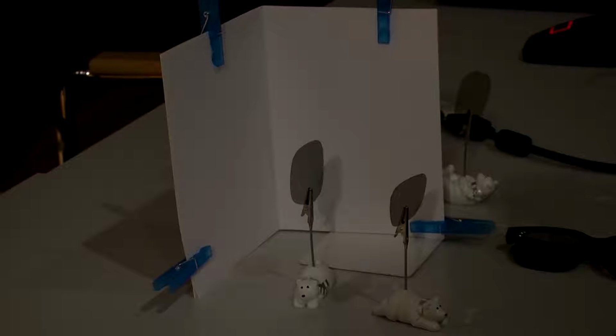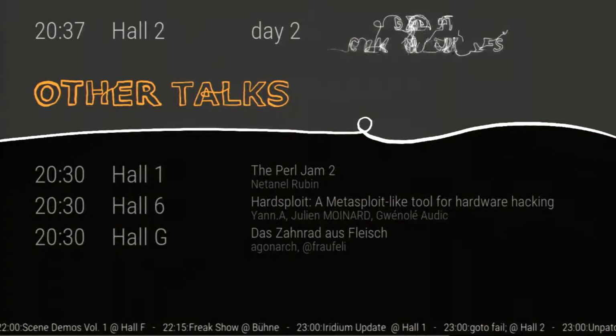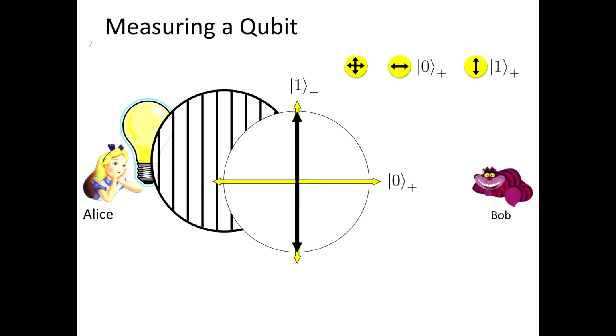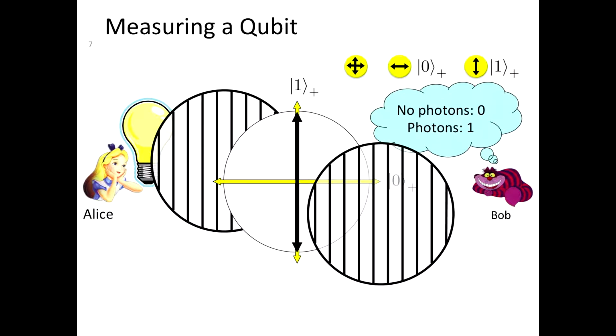You can see, using this technique, we can send classical information from Alice to Bob. In particular, if Alice is sending the 1 state, then if Bob puts his filter, the light will go through, and therefore, if he sees a photon, he knows Alice was sending a 1. So we can use a qubit to send zeros and ones.